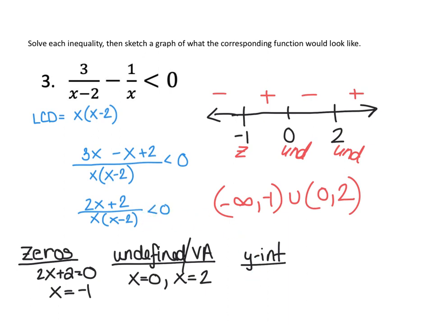Now finish analyzing the corresponding function by finding your y-intercepts and analyzing your end behavior. Hit play when you're ready. For my y-intercept, I get that it does not exist because when I plug in 0, I get an undefined value. For the end behavior, the degree of the denominator is greater than the numerator, so it will approach 0.